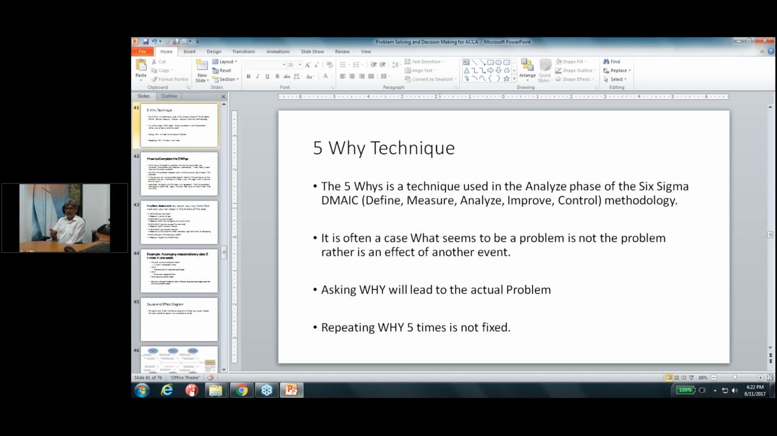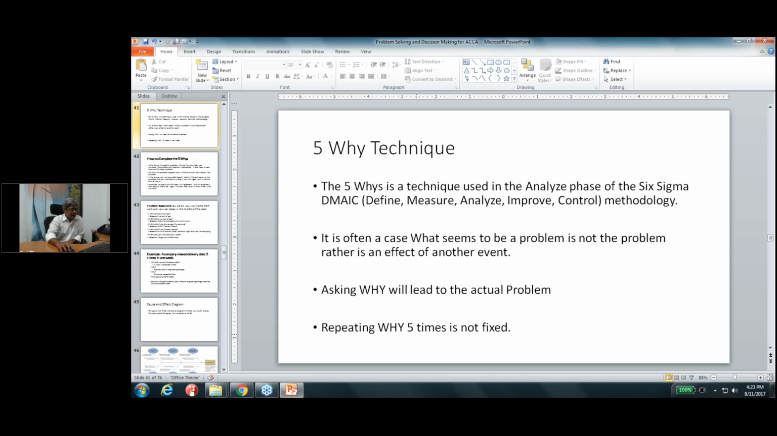Then we will get some answer for that, and then we will ask why that happened, and why this happened. It is often the case that what seems to be a problem is not the problem, but rather the effect of another event. Asking why will lead to the actual problem. Repeating why 5 times is not fixed. Sometimes you will get the answer by 3, maybe 5, but 5 is actually the standard.